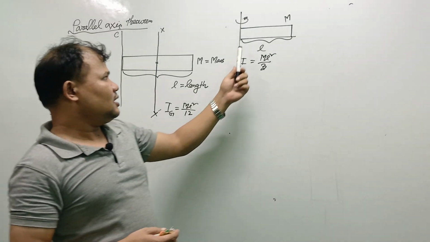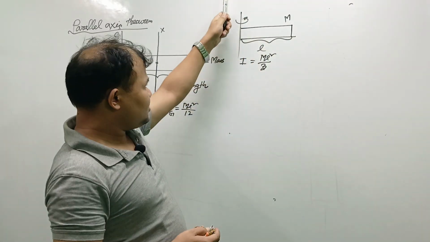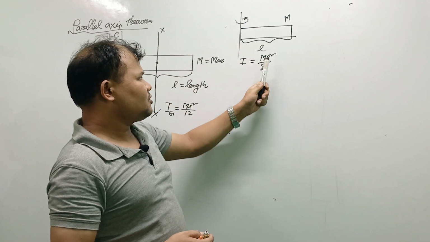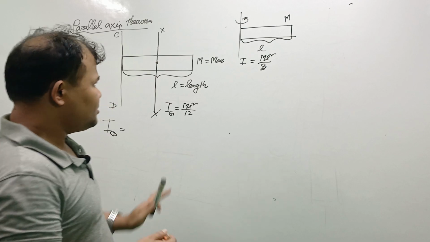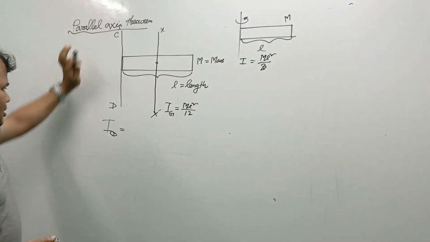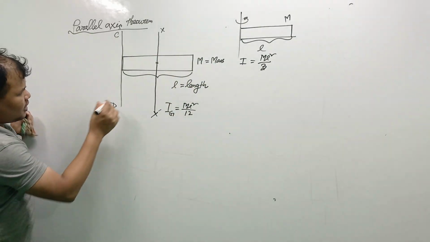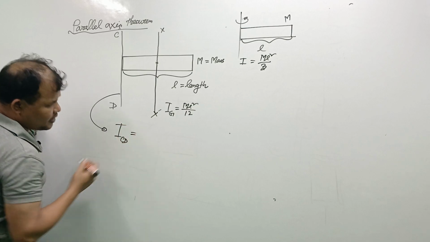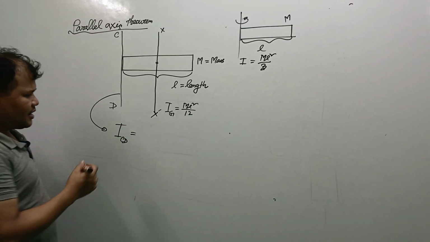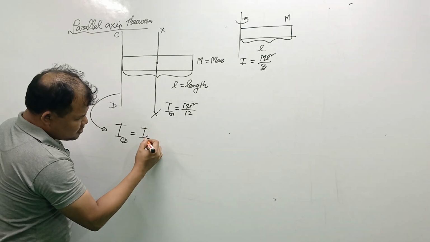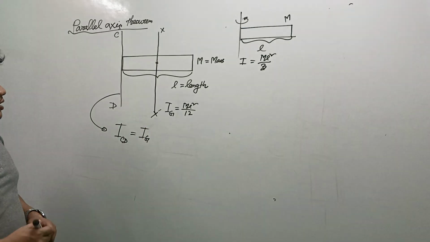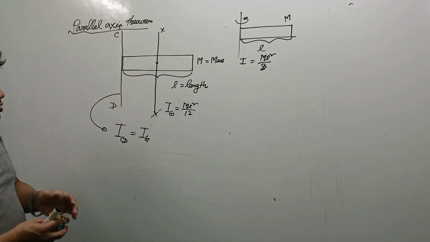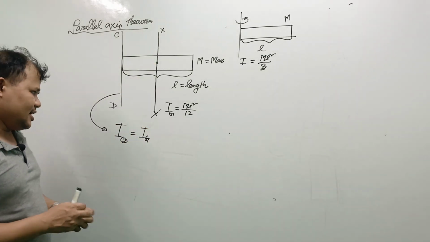Already we learned if the rotational axis passes through the side of the object and is perpendicular to the length, then the moment of inertia is mL² divided by 3. Now we find this equation by applying the parallel axis theorem. Our duty is to find the moment of inertia about the CD axis. At first we write the moment of inertia about the axis passing through the center of gravity. Because of that reason we write Iz first.